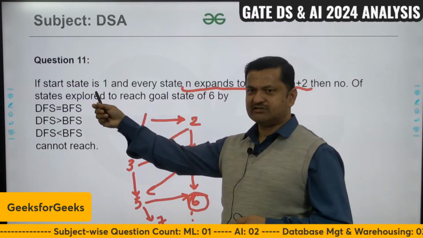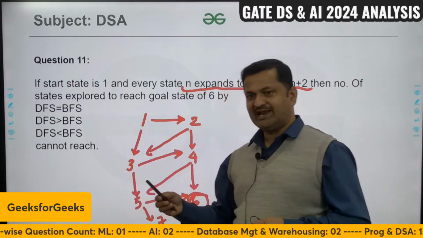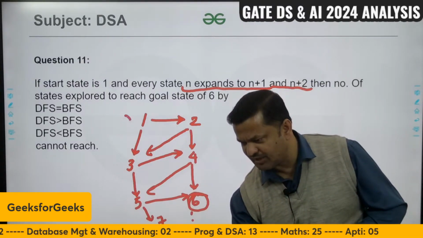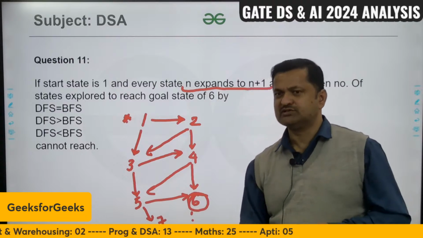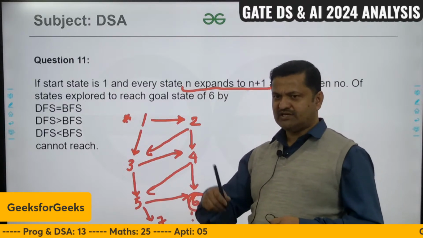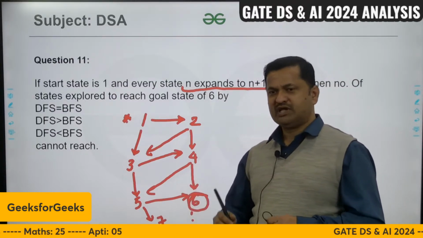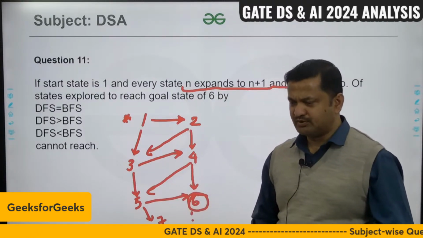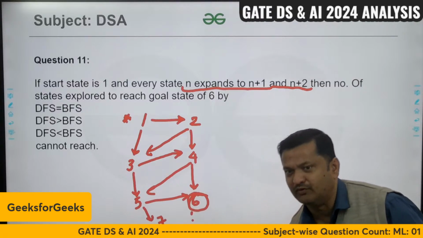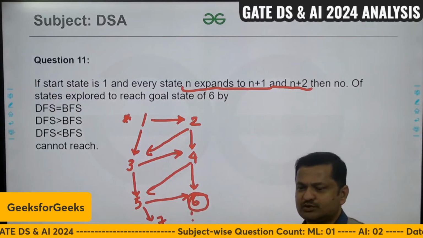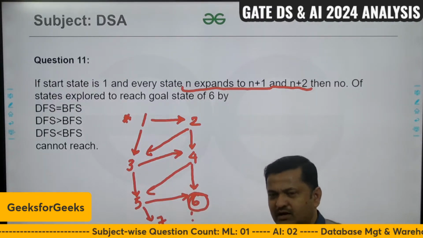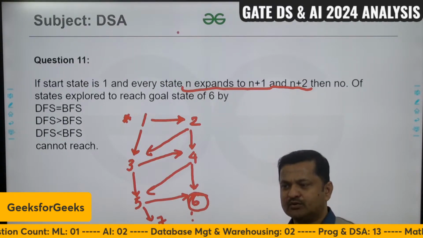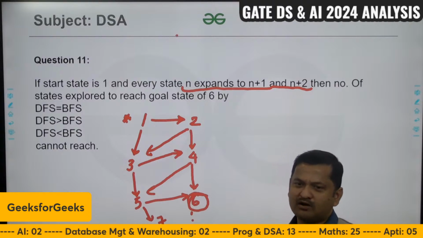The start state is defined as 1. So we can start with the source node. The source node is known to us. I'm marking it with a star over here. So this is the start node, and by starting from start node 1, we can traverse according to depth first search and breadth first search. Let me solve this question for you. Once we are able to solve it, we can decide whether DFS and BFS are equal, that means the number of visits to the nodes are equal in both cases, or one is lesser.